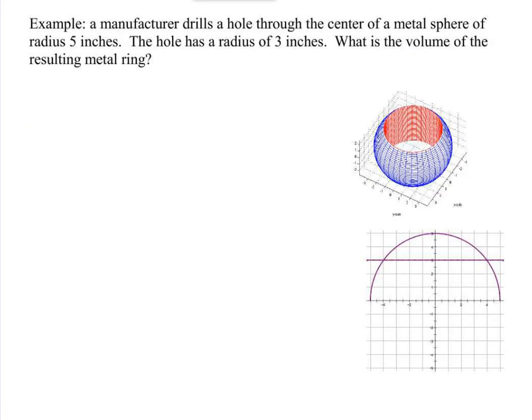One more washer method example here. A manufacturer drills a hole through the center of a metal sphere of radius 5 inches. The hole has a radius of 3 inches. What is the volume of the resulting metal ring? So what we had was a solid metal ball. And then somebody put this in a vise or something, and then they bored a hole straight through it. So we're left with just this shell. That's the resulting metal ring. We want to figure out how much material is in that resulting ring.